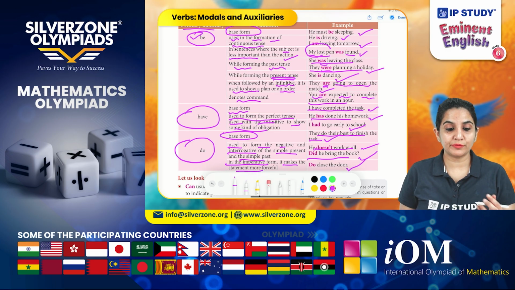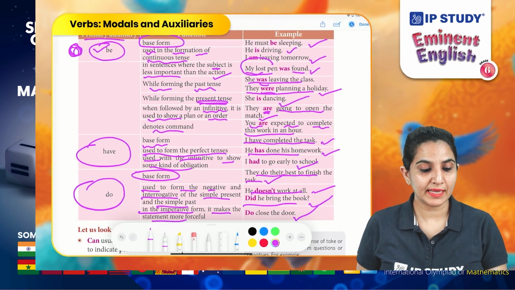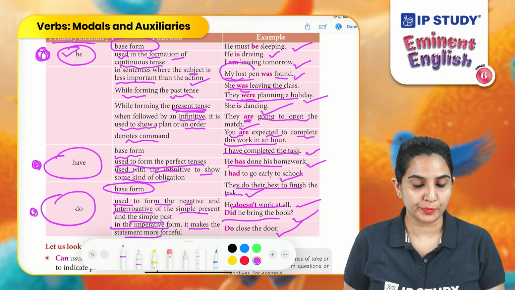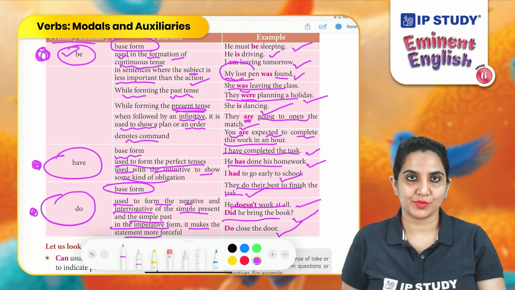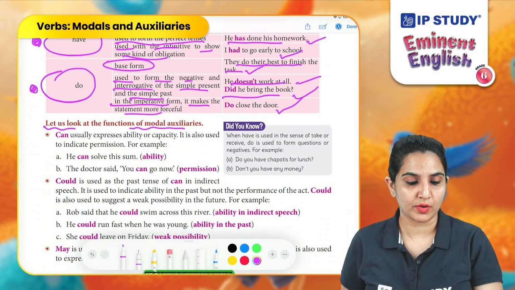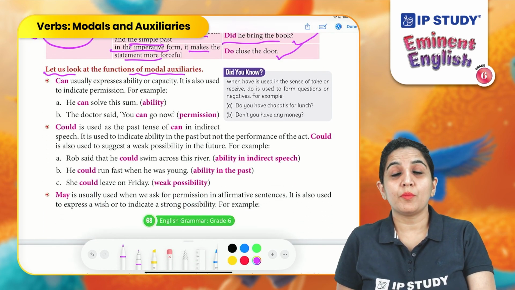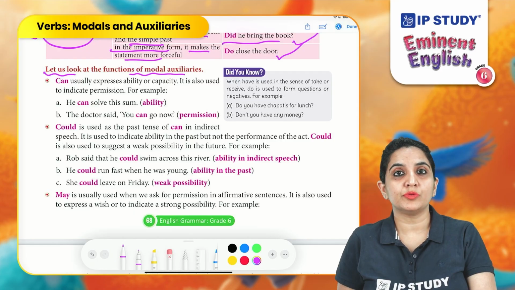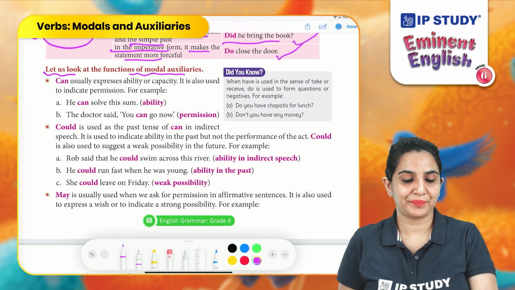So these were the functions of be primary auxiliary, have primary auxiliary, and do primary auxiliary verb, and we understood them with the sentences as examples. Let us look at the functions of modal auxiliaries. As discussed earlier, modal auxiliaries tell us the mood in the sentence. They also tell us the voice in the sentence. Let us understand each of them in detail.